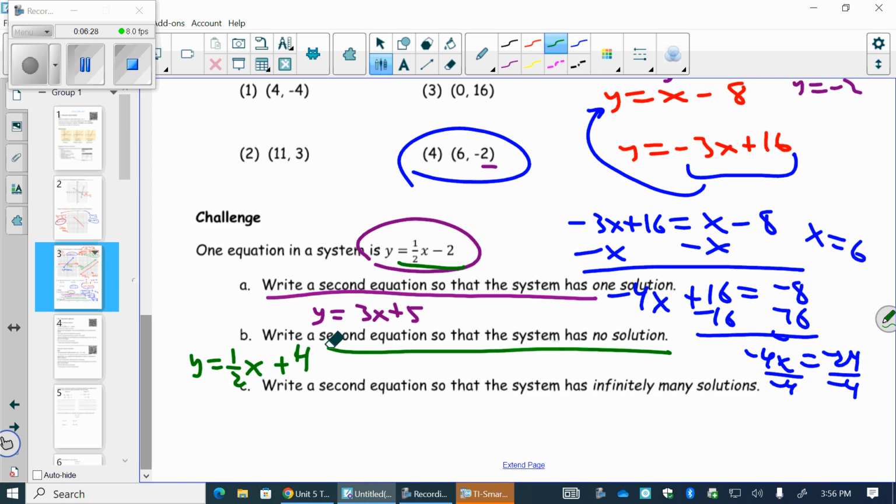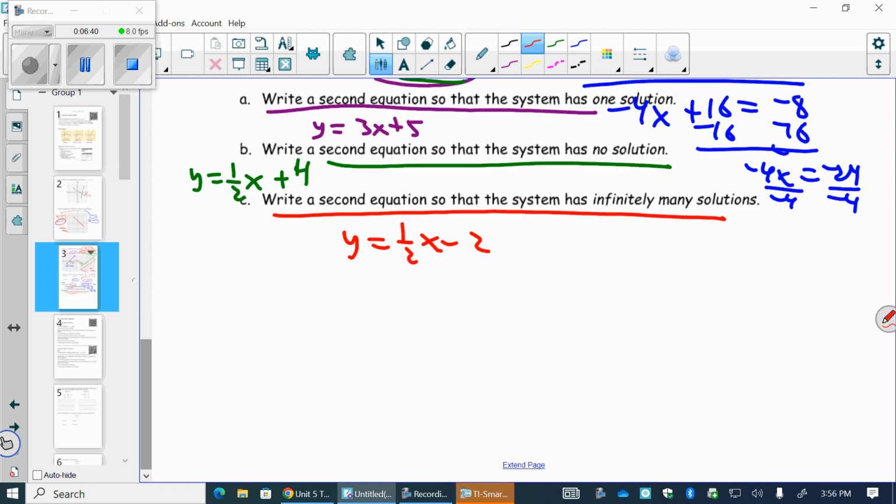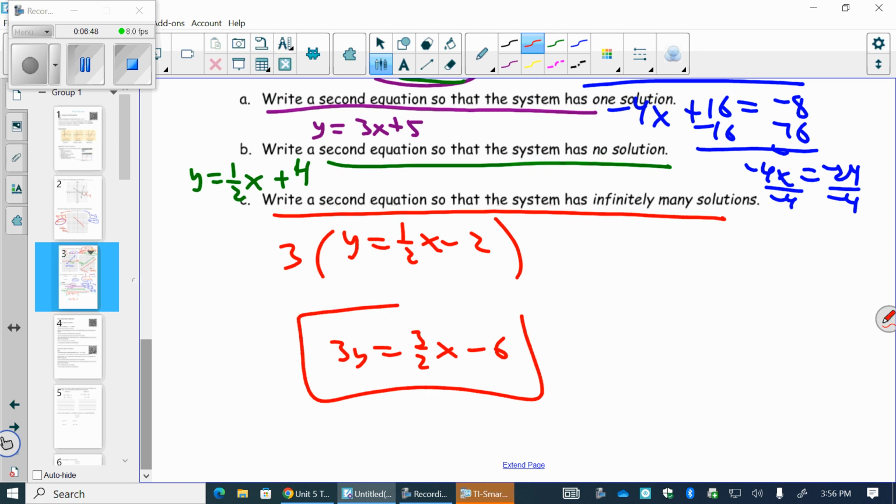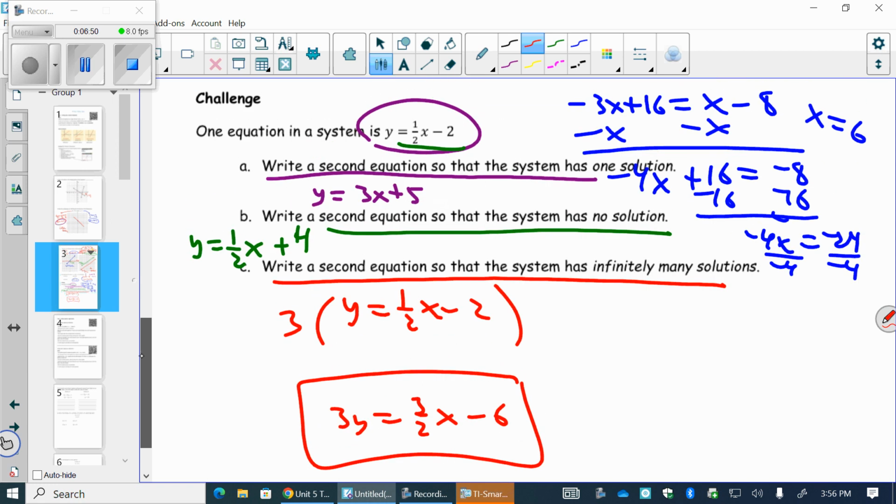And then the last one says write a second equation so it has infinitely many solutions. That means you have to have the same line as the line you started with. So if you wrote the same line again, technically that would be right. Sometimes they disguise it. So say I multiply this whole equation by 3, I'm going to get 3y equals 3/2 x minus 6. And that equation is really the first equation in disguise, which means that the lines lie on top of each other and you have infinitely many solutions.